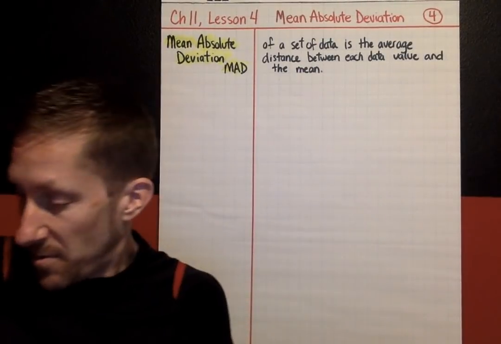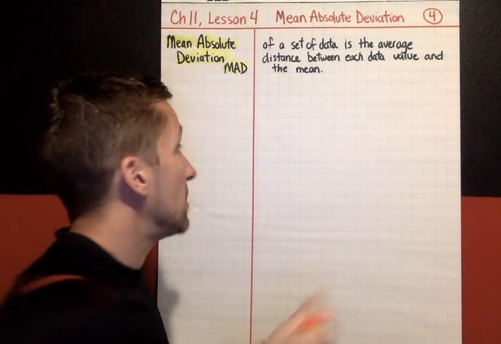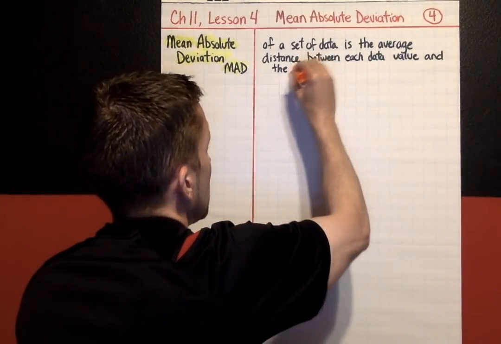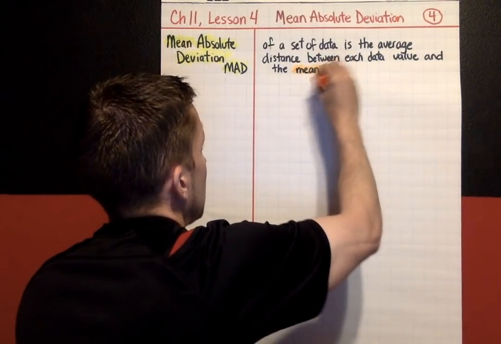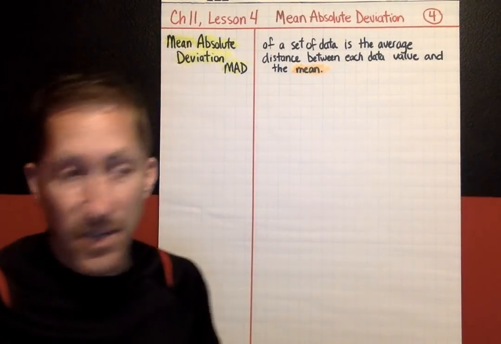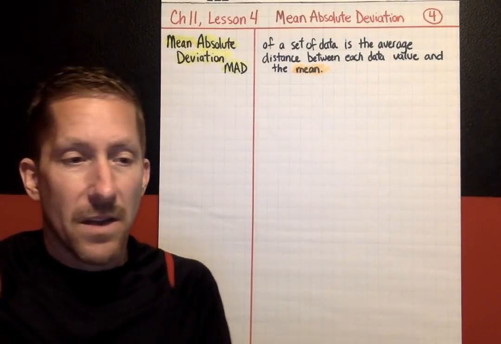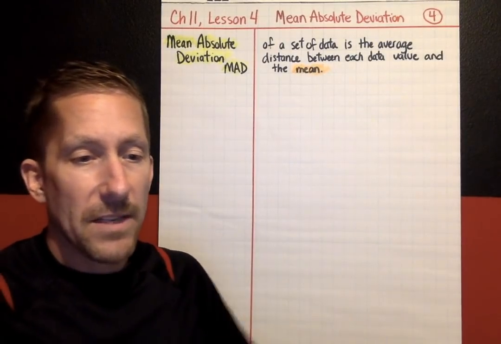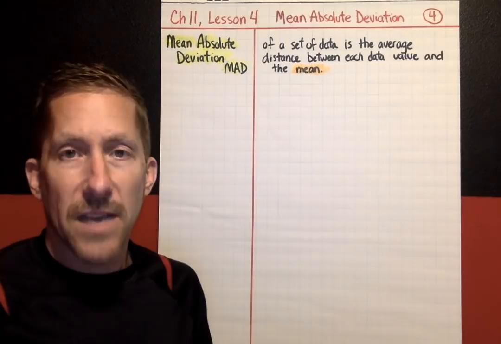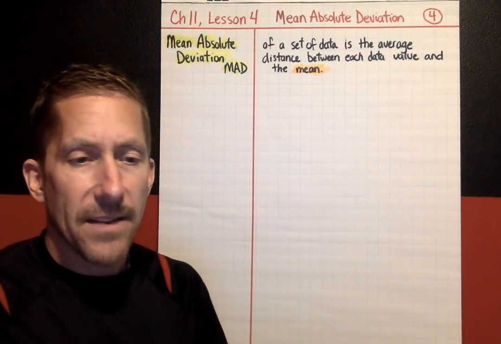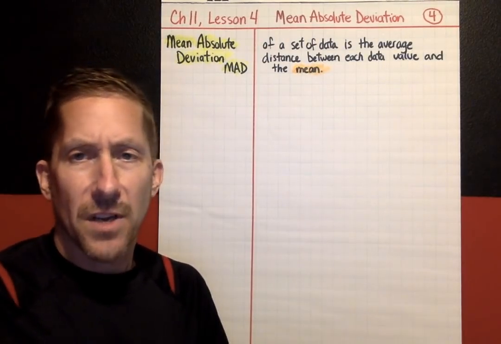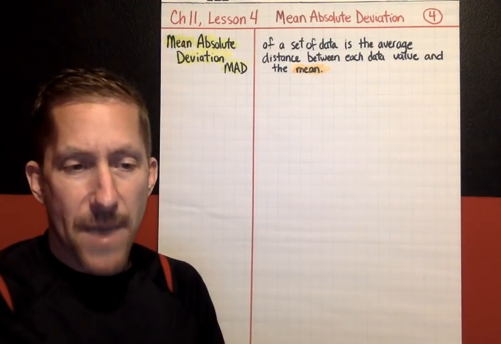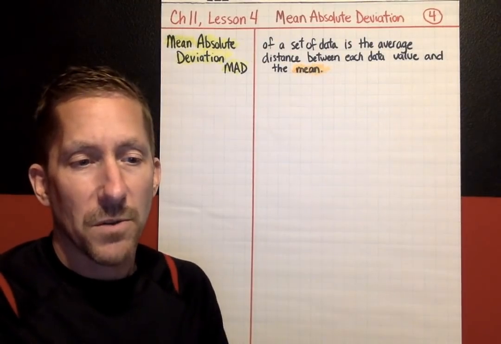Okay, and we will need to find the mean first. So I'm going to highlight the mean even though we've already done that. The mean or the average. Okay, so let's look at an example. Let's look at finding the mean absolute deviation of the max speed of 8 roller coasters.